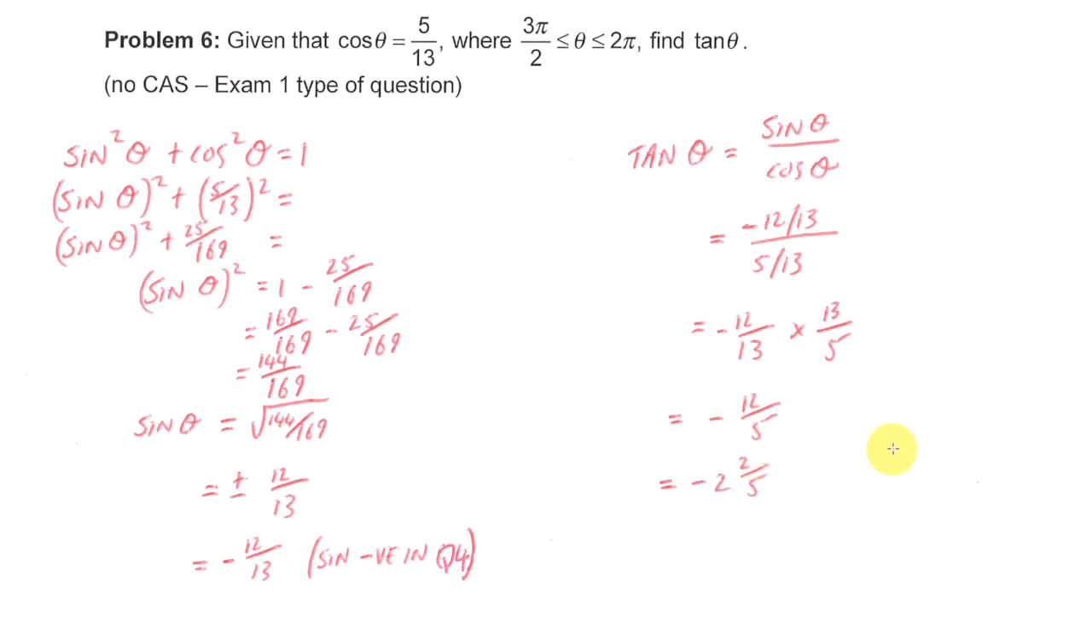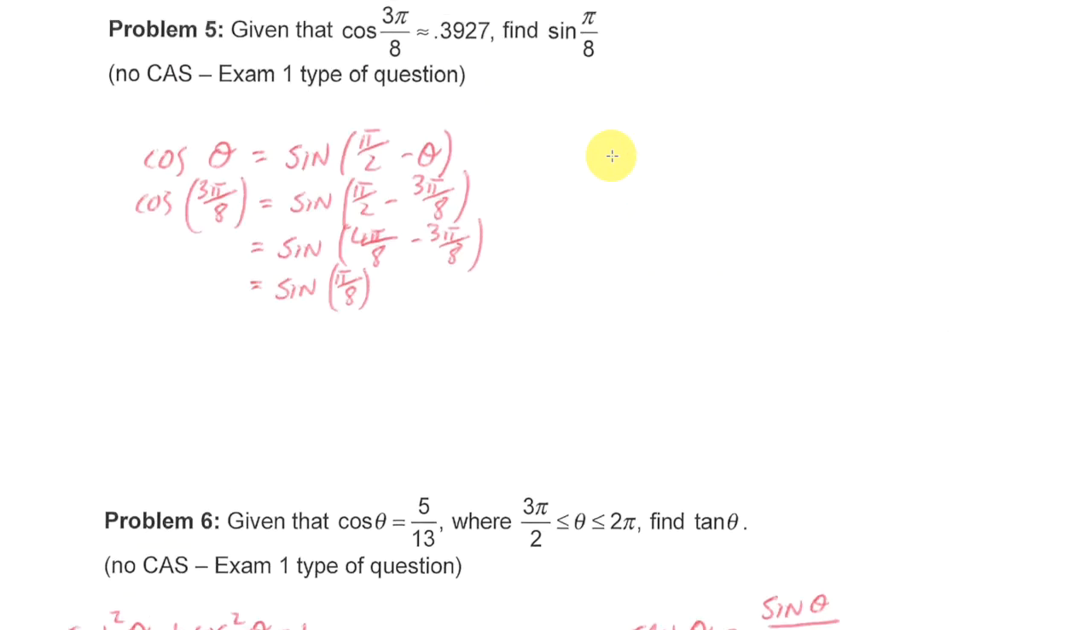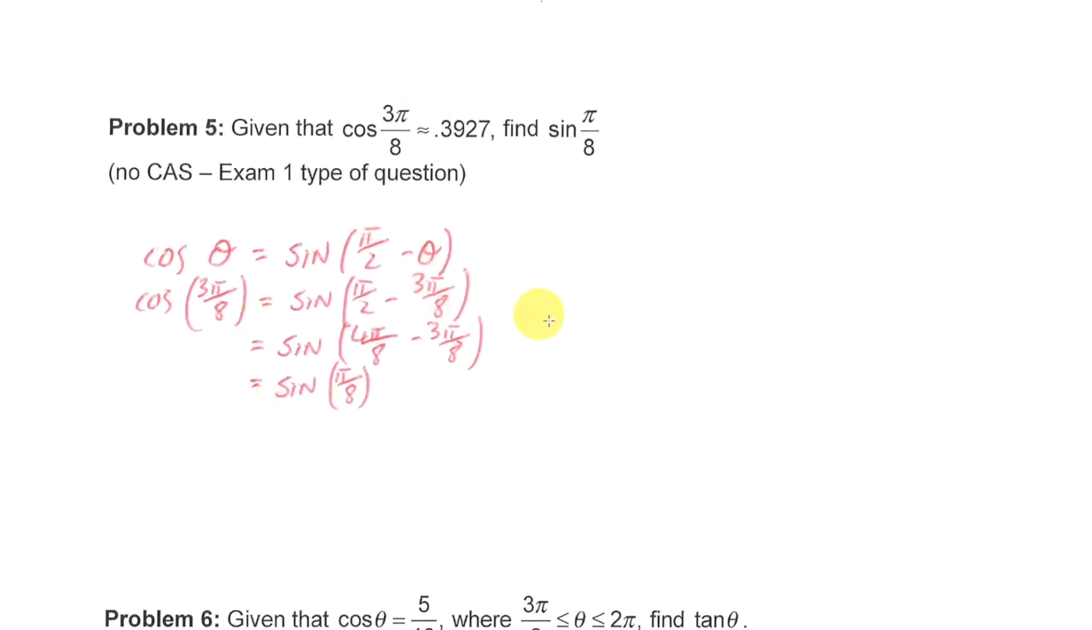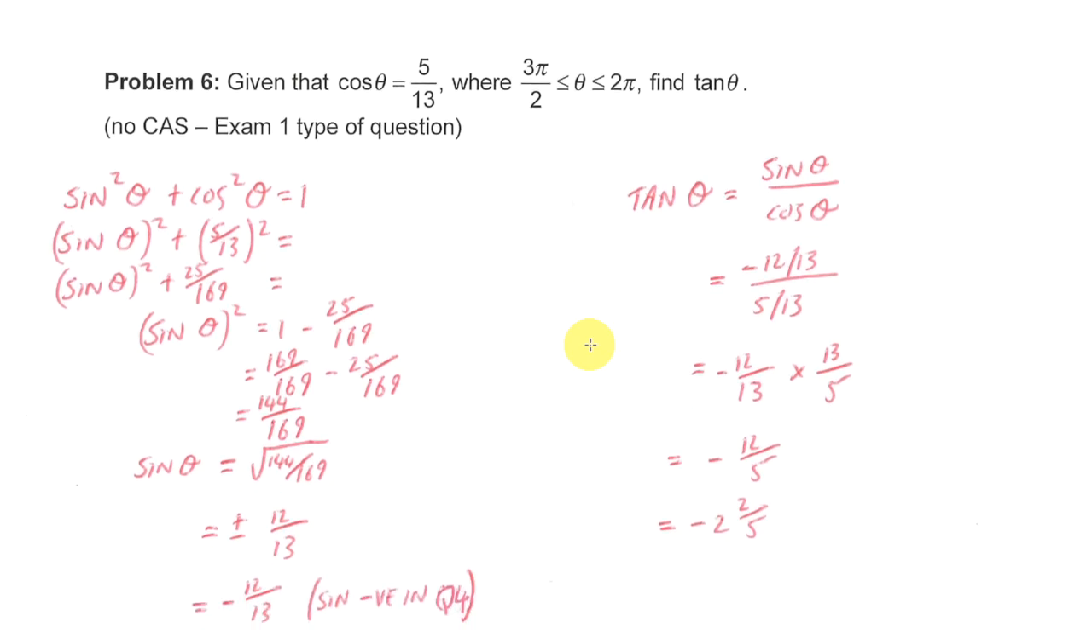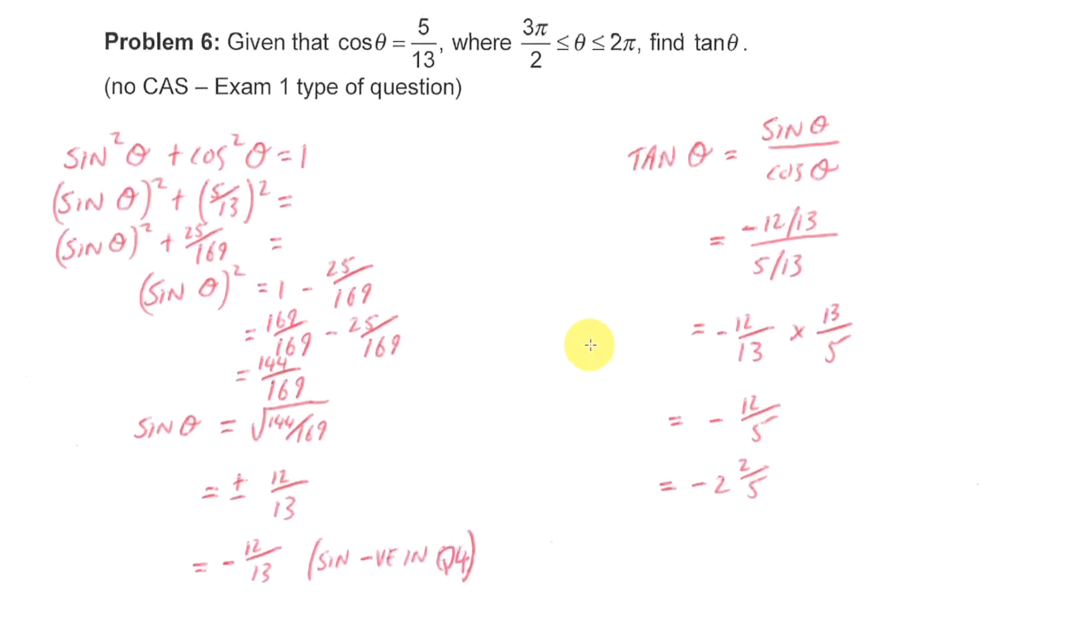This type of use of identities comes up quite often. You've got your first identity and second identity. You will see this less often. But this here for problem 6 is quite common. And you really need to fully understand what's happening there.